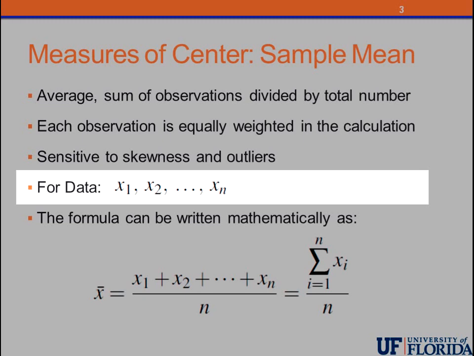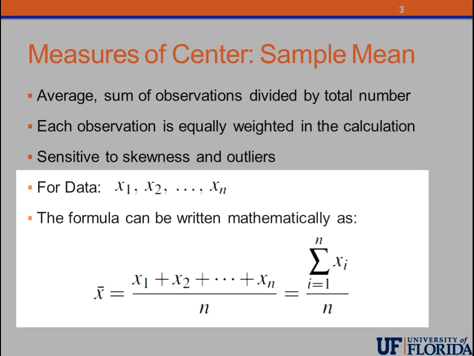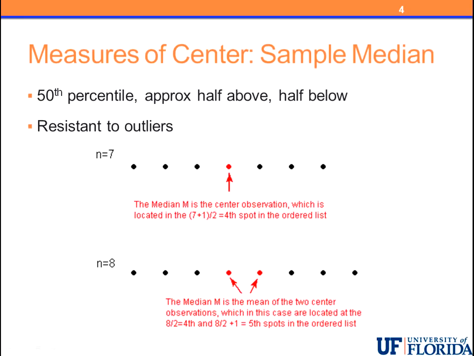If we write each observation as x1, x2, up to xn, then we can express the calculation in either of these forms, where the capital Greek letter sigma represents the summation, in this case, of the data points x1 up to xn. The sample median is the value which splits the data in half once it's sorted in order. Approximately half of the data points will be below this value, and approximately half above.